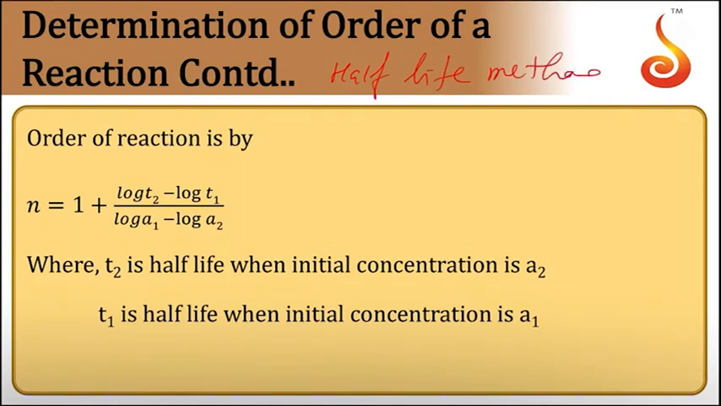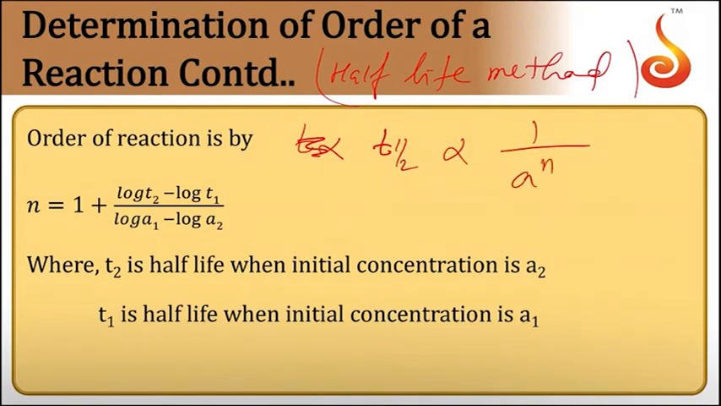Half-life method. In this method, half-life is proportional to 1 by a power n minus 1, where n is the order of reaction and a stands for the initial concentration. So n is the order, a is the initial concentration. We'll be changing the initial concentration and finding out the half-life of that reaction, and then we are going to get the order by this formula.